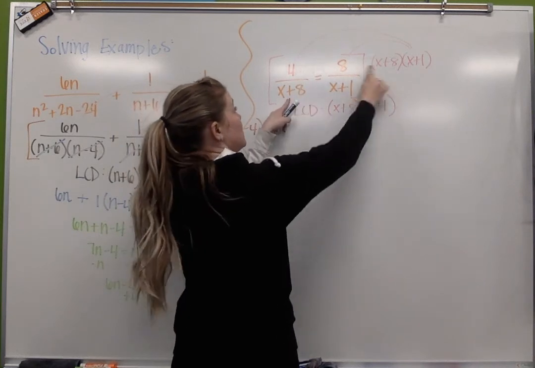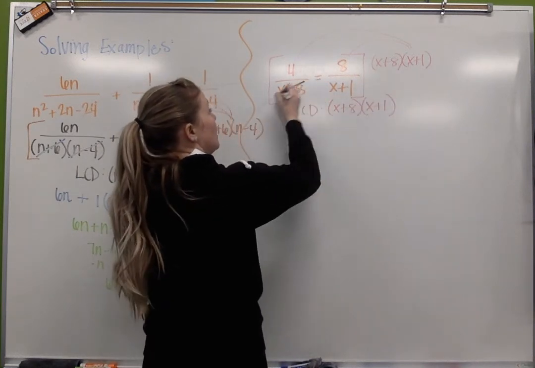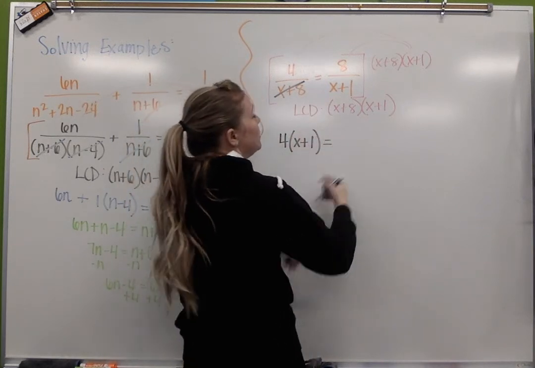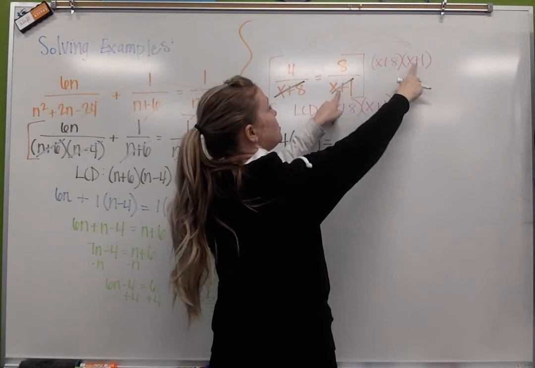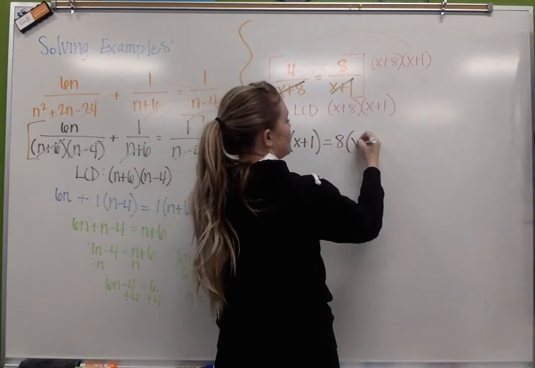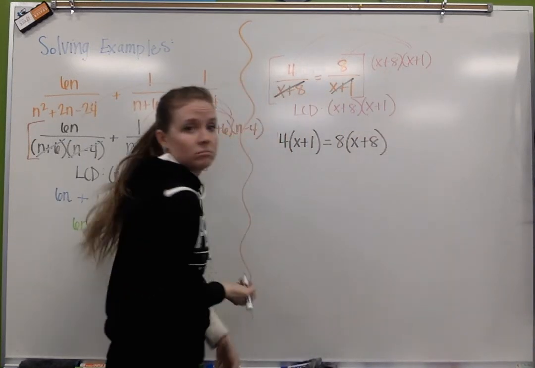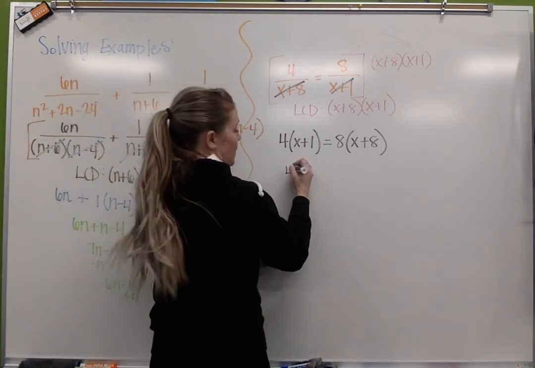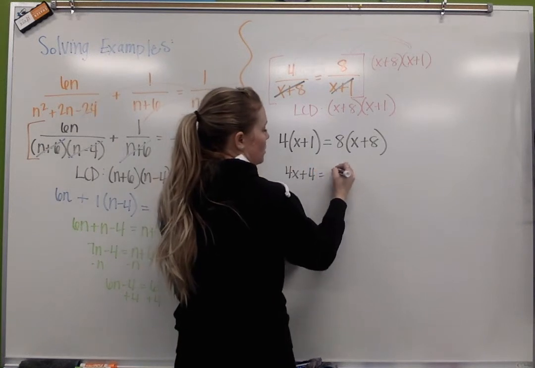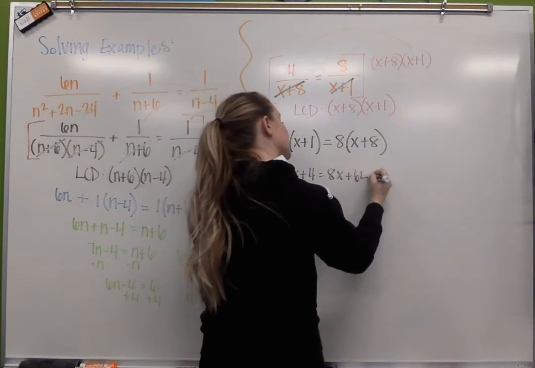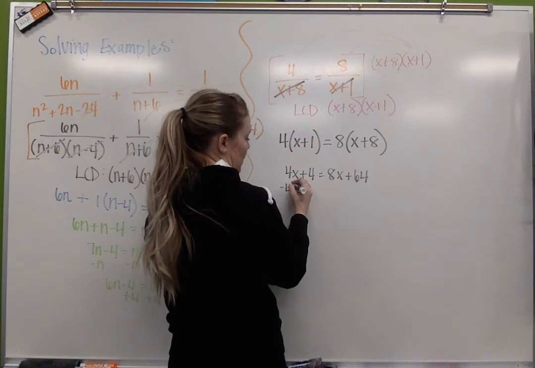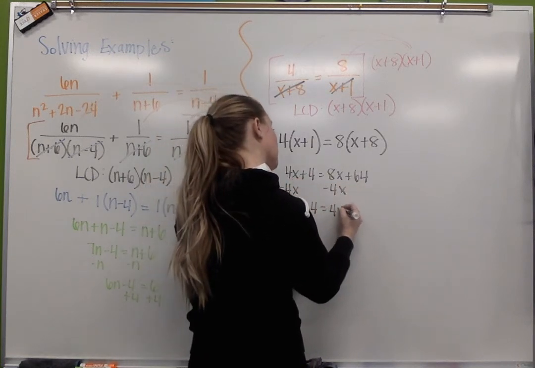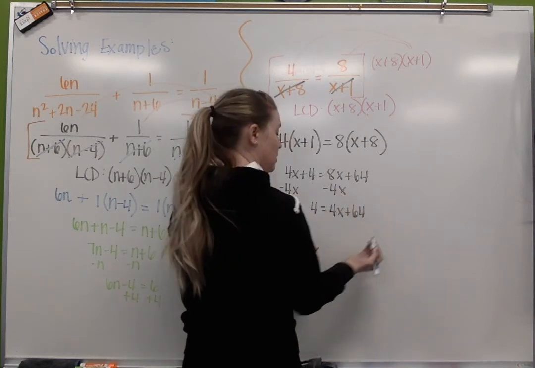Here, my x plus 8s will reduce, and that's going to leave me with 4 times x plus 1. Here, my x plus 1s reduce, leaving me with 8 times x plus 8. So no more denominators. Now I'm just ready to solve. So I get 4x plus 4 equals 8x plus 64. So I'm going to minus my 4x. So 4 equals 4x plus 64.